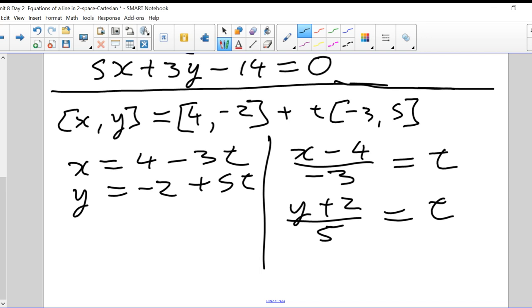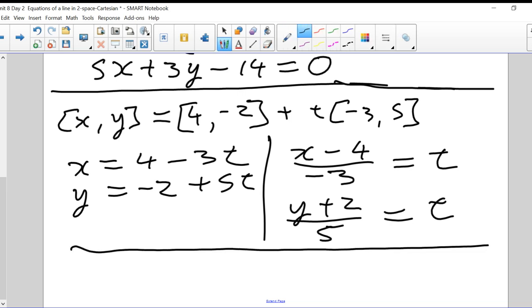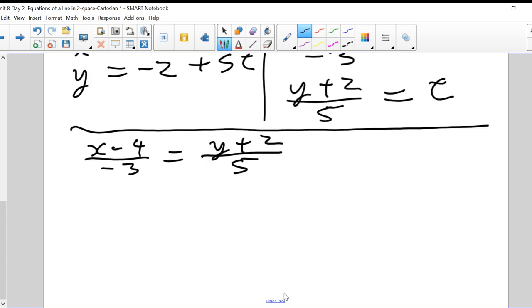Okay, perfect. So what this means is, just erase that part right there, is that I can now set them equal to each other. So (x minus 4) over minus 3 is equal to (y plus 2) over 5. Okay, I'm setting them equal because they're both equal to t. The symmetric version of the equation, they're both equal to t. So I can cross multiply now. So my 5x minus 20 is equal to my minus 3y minus 6. I want to say that that is right. Minus 3y minus 6. Yeah, okay.